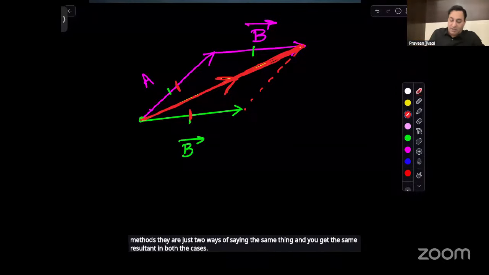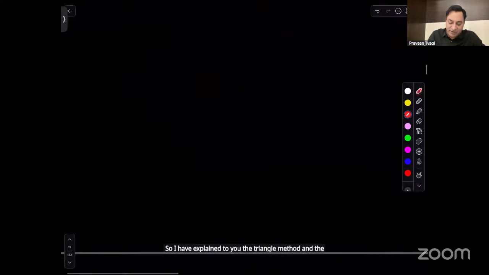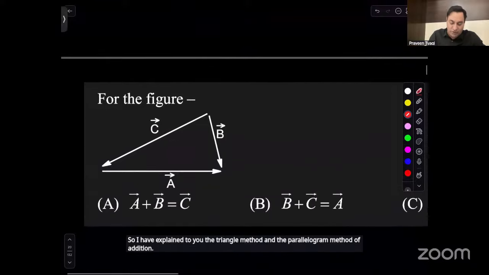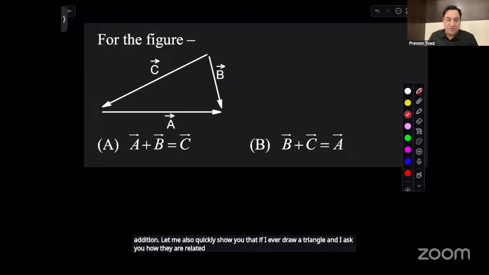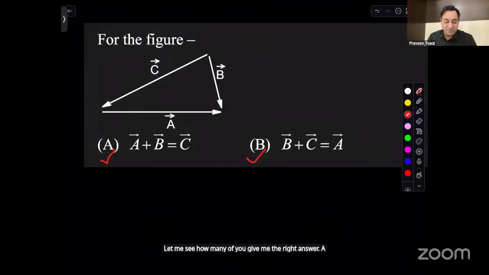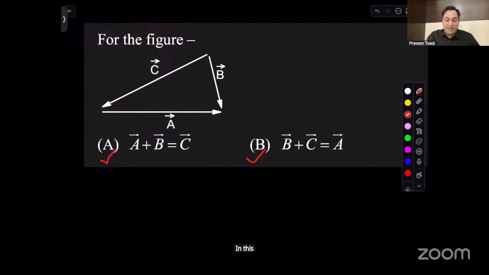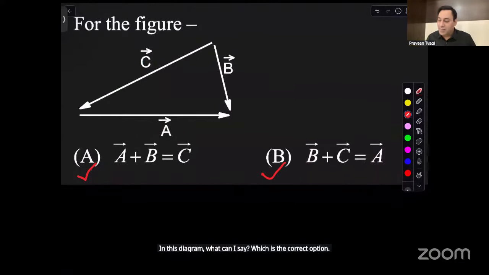So I have explained to you the triangle method and the parallelogram method of addition. Let me also quickly show you, if I ever draw a triangle and ask you how the vectors are related, let me ask you this question. In this case, what can you say? Is this true or is this true? Which case is true? Please tell me. Let me see how many of you give me the right answer. A is true or B is true? In this diagram, what can I say? Which is the correct option? Quick.